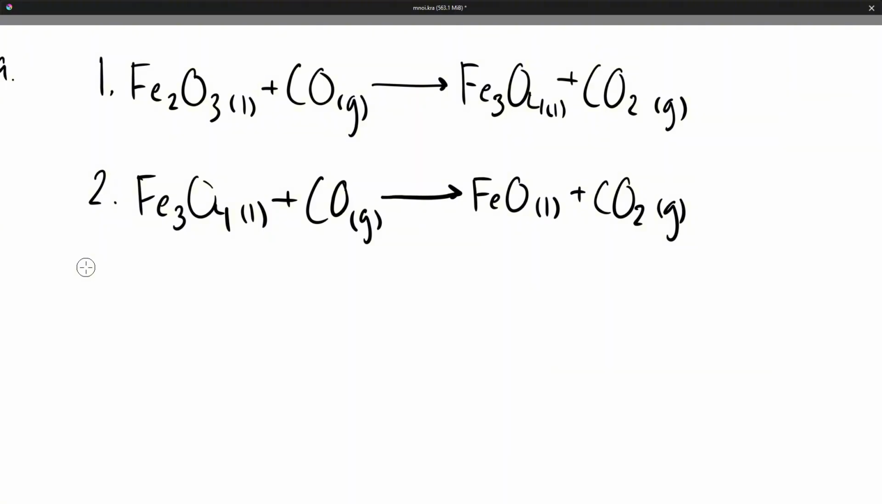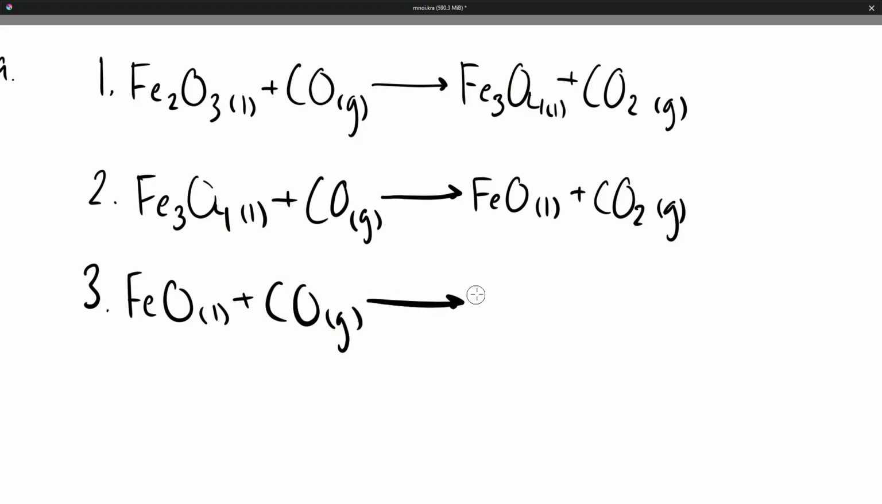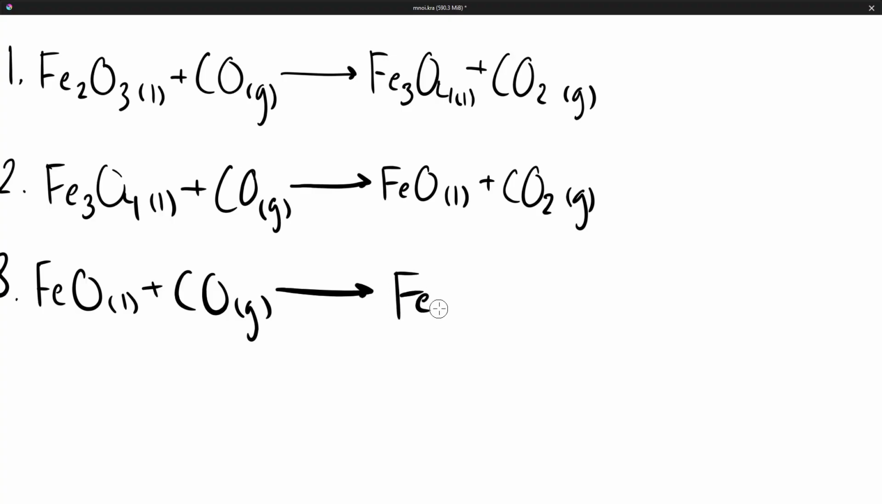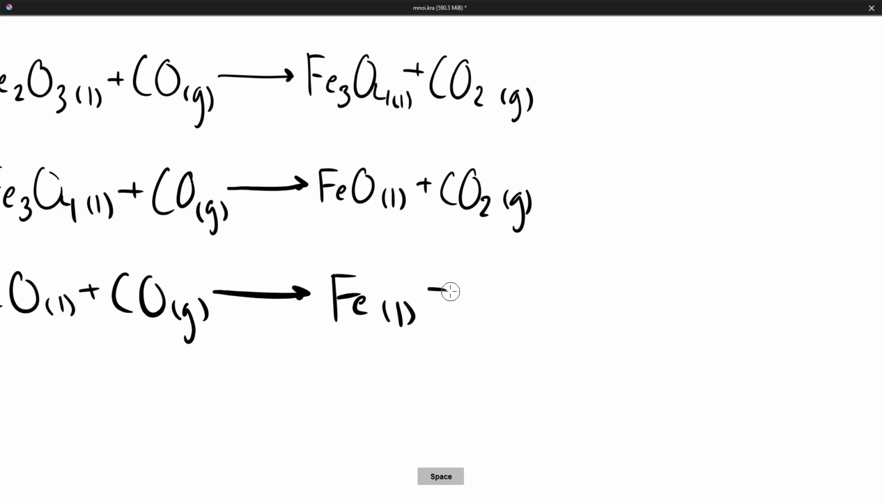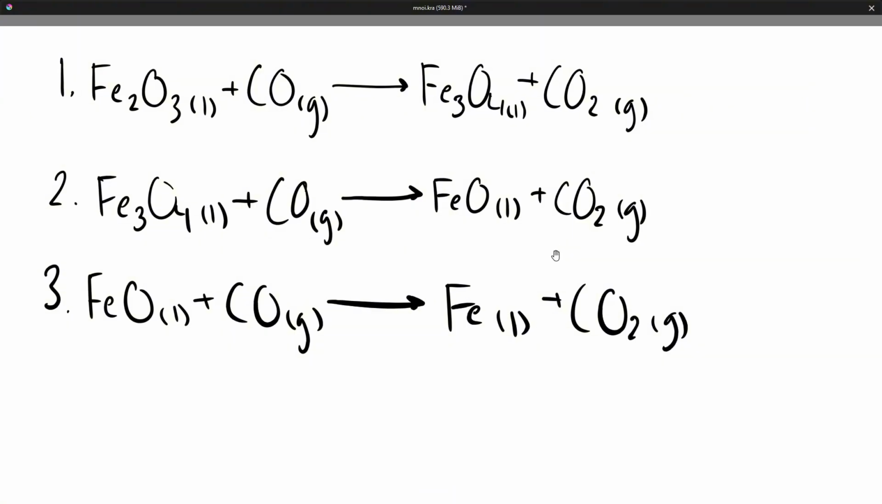Okay. So that third step is the iron 2 oxide, liquid, reacts with even more CO, and makes the molten iron. So Fe liquid. And that also makes CO2 gas.